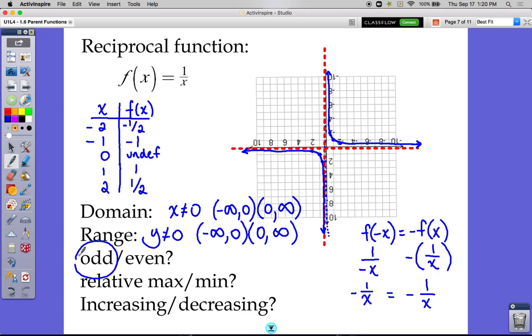Does it have a relative max or min? And the answer to that is no. It runs to infinity on both sides of this graph, both the top and bottom, without bound.